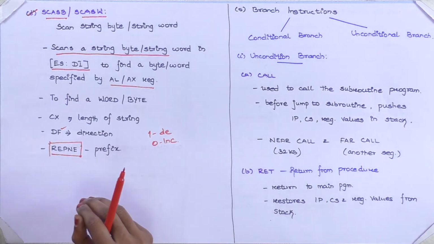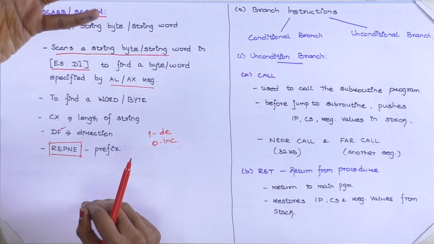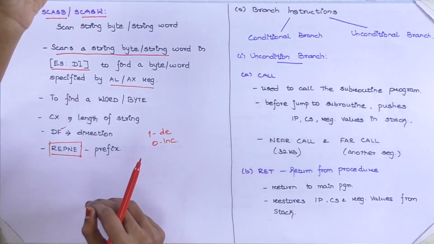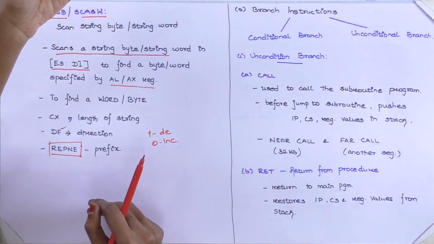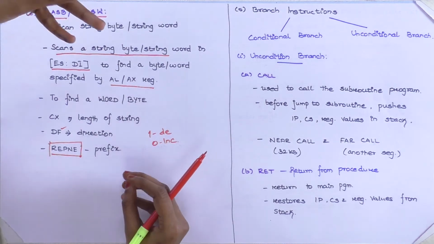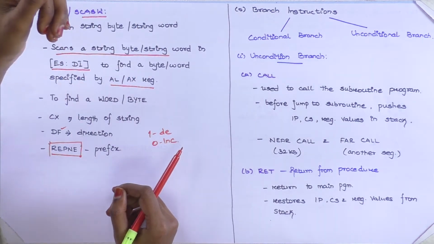So we have seen repeat, move string byte or word, scan string byte or word, and compare string byte or word. So these are all the most important operations that we use in string manipulations. Fine. So next we will see about branch instructions.